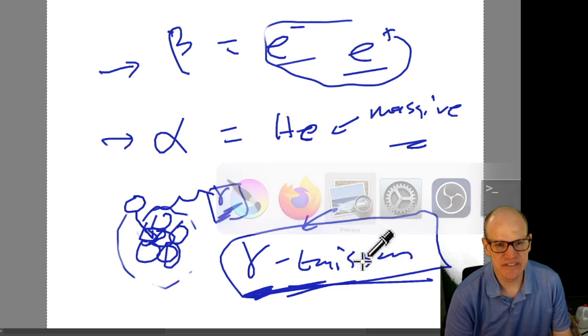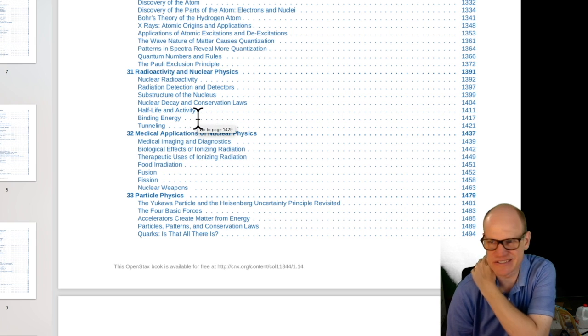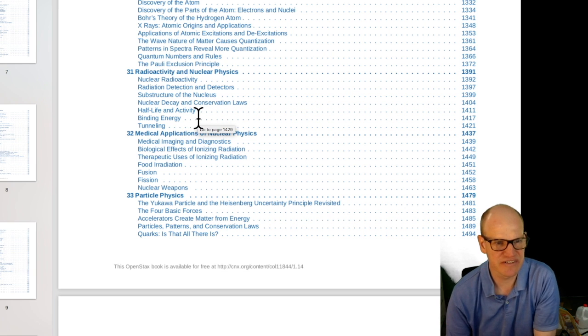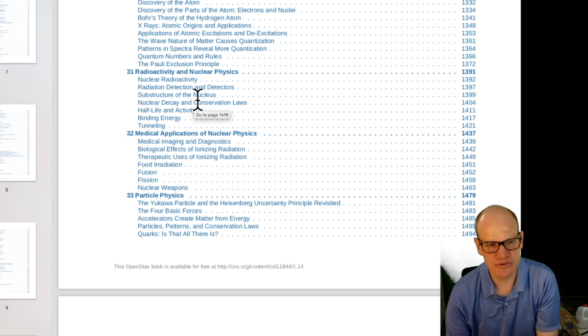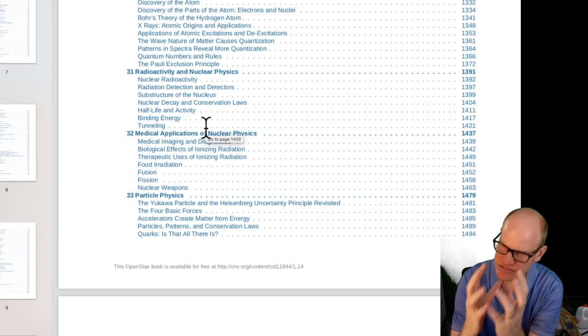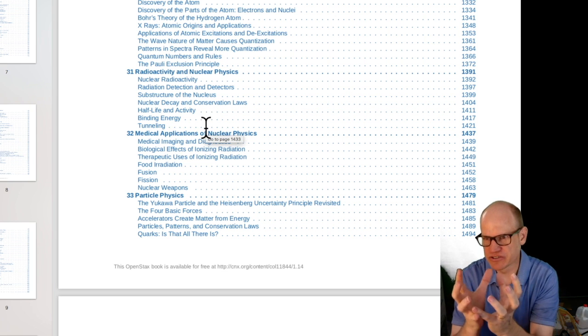Let me see if there's something else that I should be talking about. We did binding energy. Nuclear decay and conservation laws, so the number of electric charges has to be conserved in all these decays and stuff like that. We've done some substructure of the nucleus. When you put these things in there, they have to satisfy the same quantum behavior. They still have to satisfy Schrodinger's equation.